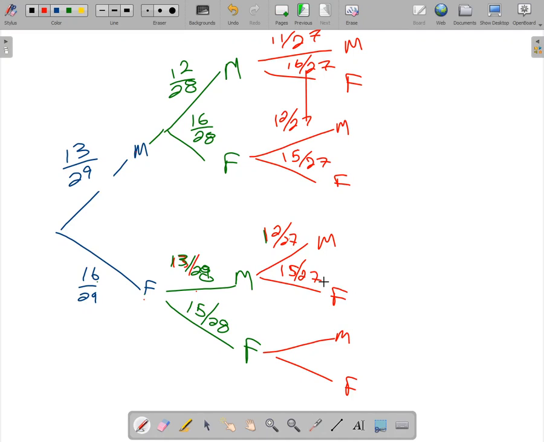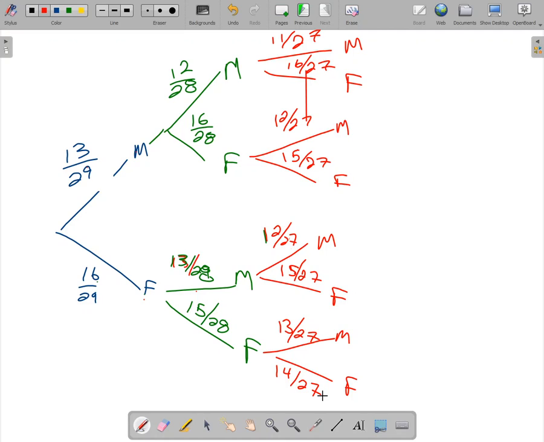What about the final branch? We lost 2 females. How many males are there? 13 out of 27. There's still 27 in the third draw. How many females? A female is drawn, then a female is drawn. How many are left? 14.